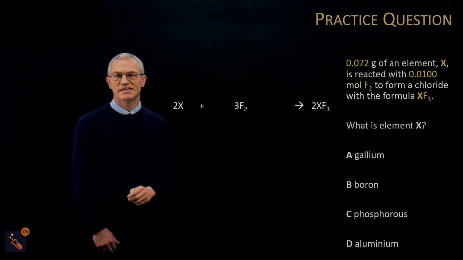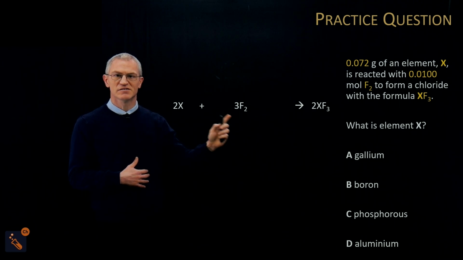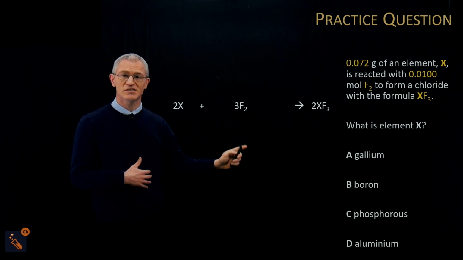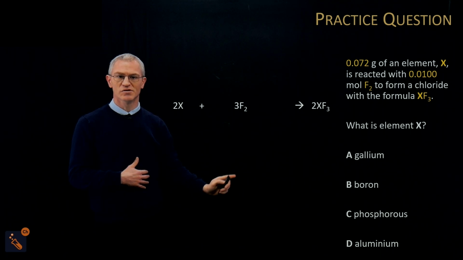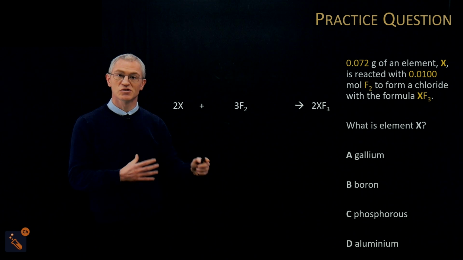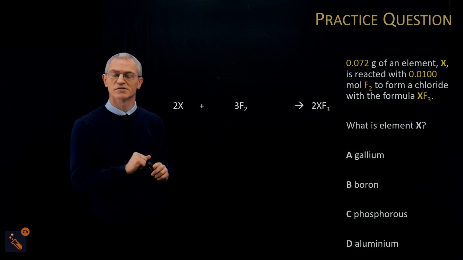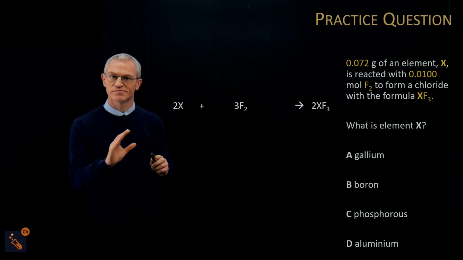Now the way to get this wrong is to look at it, see there's a ratio of 2 to 3, and then start playing around with that 2 to 3. What you can do is turn 0.072 into moles for each of these elements. They're the options in the question, so gallium, boron, phosphorus and aluminium. You could work out the moles of each of those and see if it's a 2 to 3 ratio, and that works. That's the wrong way to do it.